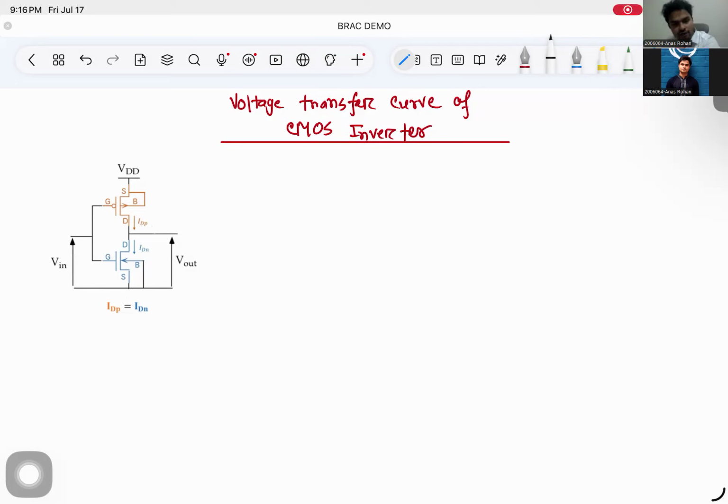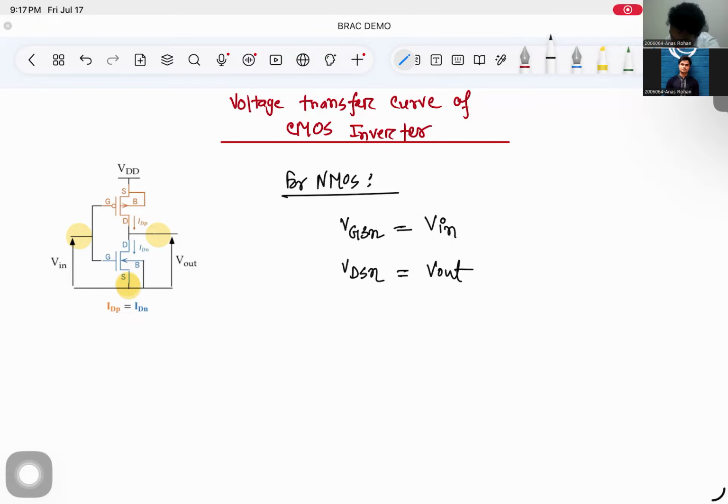First of all, to have the transfer curve, we first need the input and output equations of our CMOS inverter. From the circuit, for our NMOS device, this is our gate terminal and this is the source terminal. So the gate to source voltage of our NMOS will be equal to the input voltage of the CMOS inverter, and this is our drain terminal. The drain to source voltage of our NMOS will be equal to V out of our CMOS inverter. So we already have this equation.